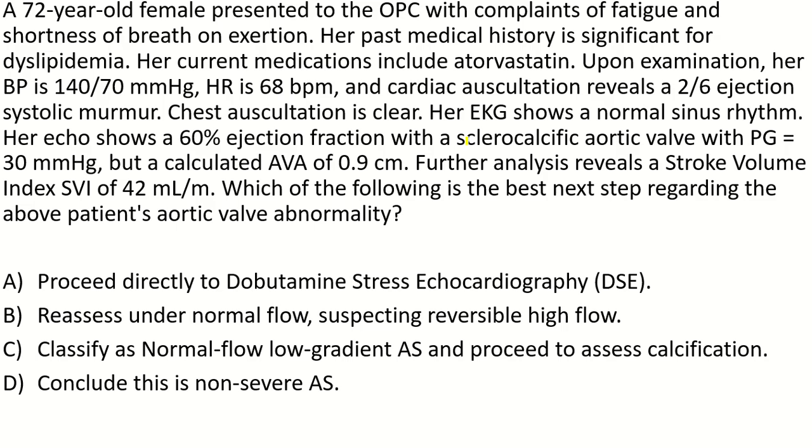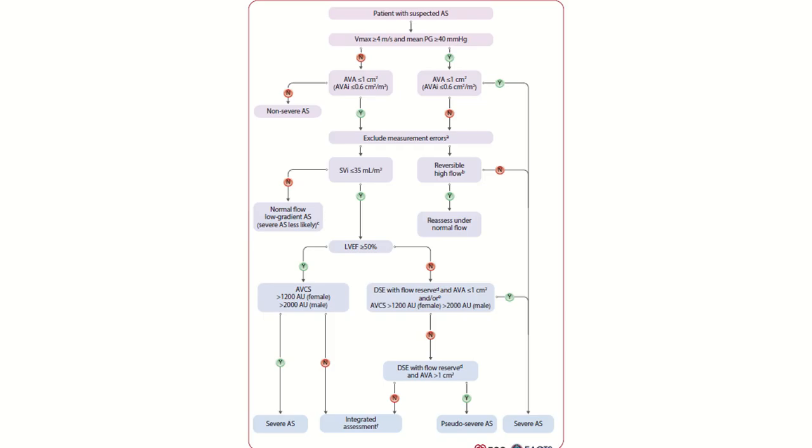Further analysis reveals a stroke volume index of 42. The question asks which of the following is the best next step regarding the above patient's aortic valve abnormalities. Before answering this question, let's review the guidelines on how to diagnose patients with severe aortic stenosis. In patients with severe aortic stenosis of high pressure gradient, you will go directly for aortic valve area, and if the pressure gradient is high and the aortic valve area is low, this patient is directly severe aortic stenosis.